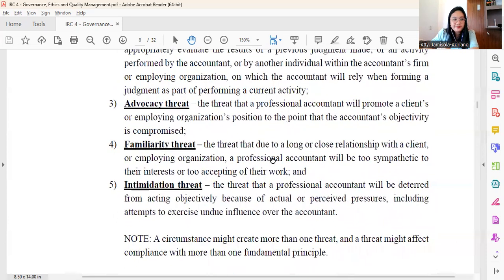Next, we have the advocacy threat. The threat that a professional accountant will promote a client's or employing organization's position to the point that the accountant's objectivity is compromised. So, for example, you have a heart for the environment, and let's say that this audit client is into the protection of the environment, but you found out that they haven't been following the standards for, let's say, the recording of particular assets or for the disclosure of particular liabilities.